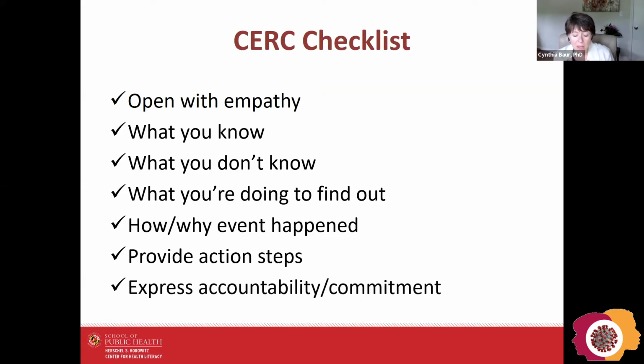And then finally, express your commitment to follow through, to do what's necessary to take action. So these are the kinds of things we're going to be looking at then and considering in terms of how the COVID-19 messaging has unfolded.